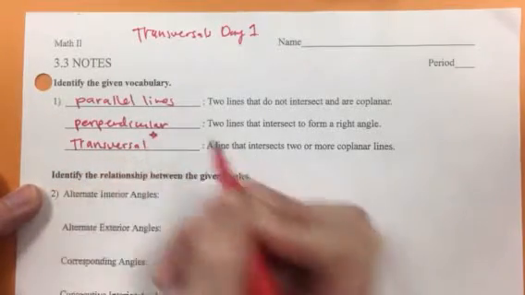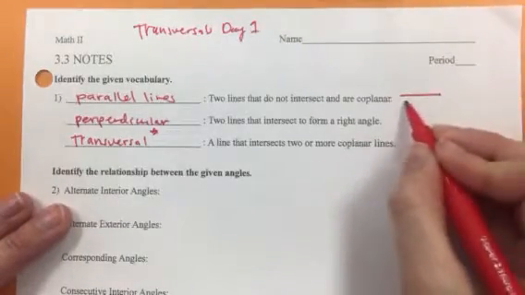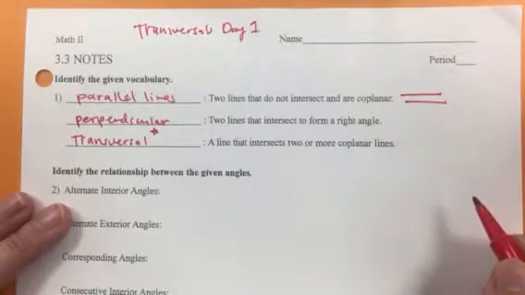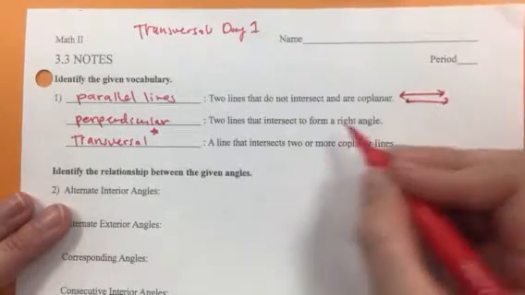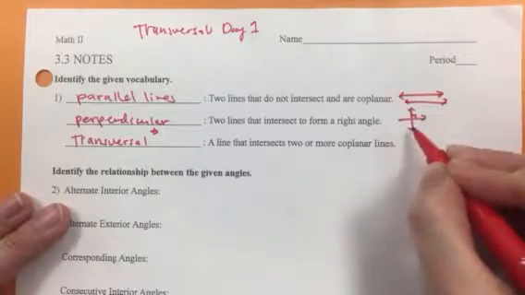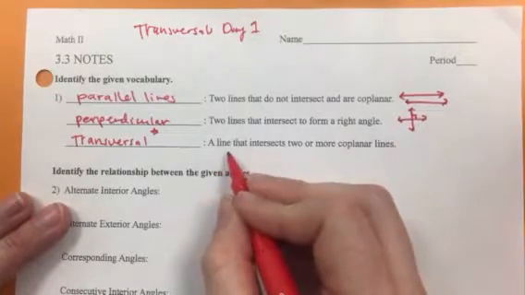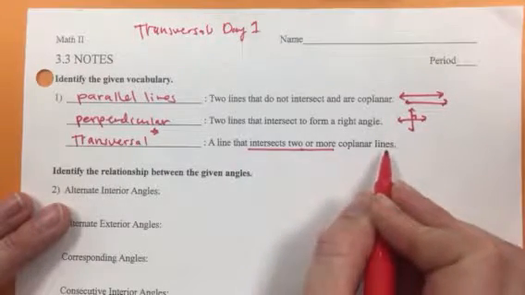And this is our new vocab word. This is what we're going over today. So parallel lines, I'm going to draw an example. They never intersect. Perpendicular means they create a 90-degree angle when they intersect. And the line that is a transversal intersects two or more coplanar lines.